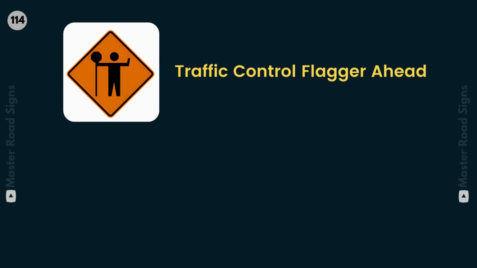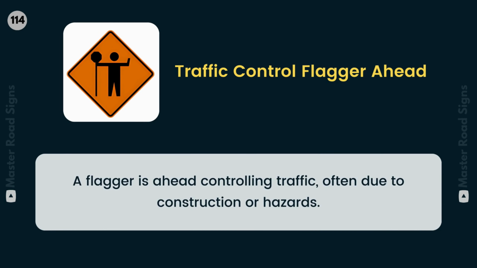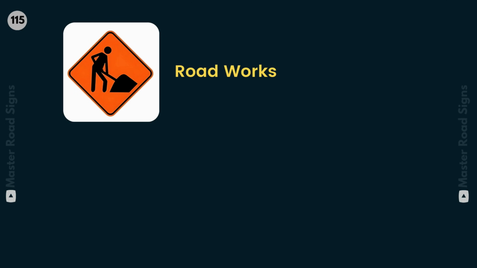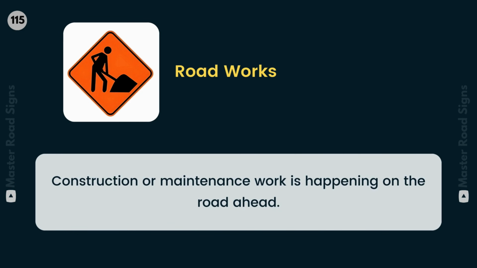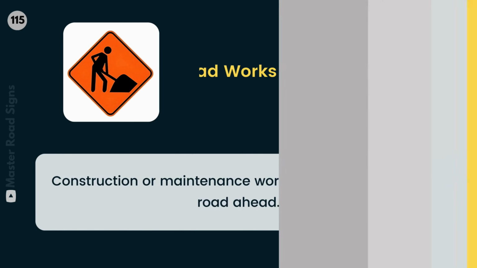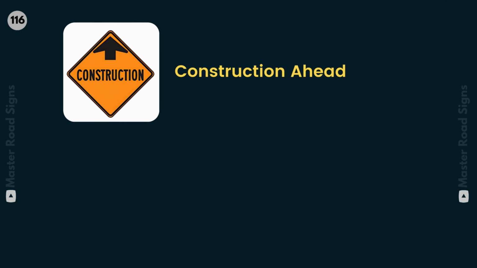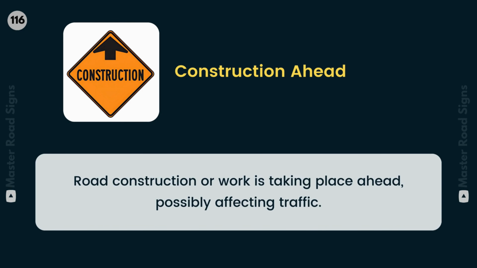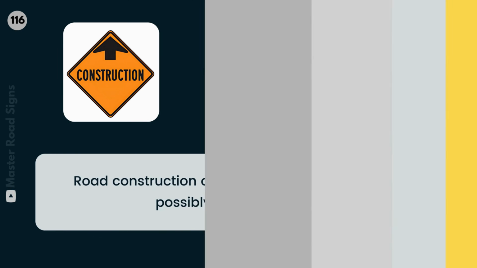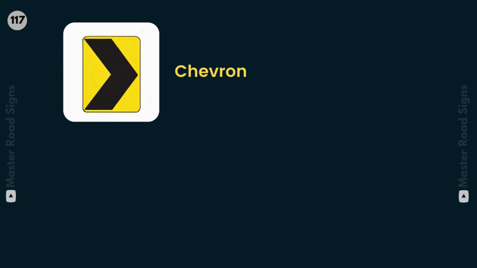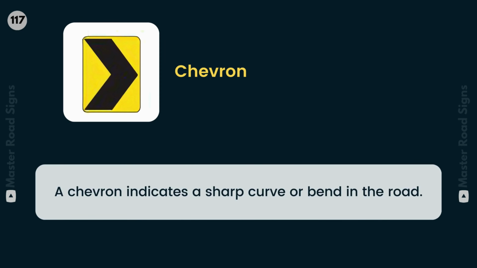Traffic control flagger ahead. A flagger is ahead controlling traffic, often due to construction or hazards. Roadwork sign. Construction or maintenance work is happening on the road ahead. Construction ahead. Road construction or work is taking place ahead, possibly affecting traffic. Chevron sign. A chevron indicates a sharp curve or bend in the road.